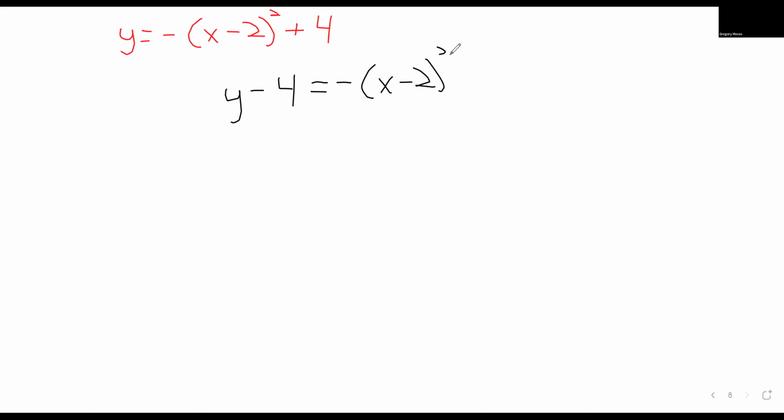But if we start with y equals negative x minus 2 squared plus 4, in theory an algebra student could do this. I don't know how much joy most of them would have in reality, but we can take the 4 over to the left, and we can multiply by negative 1 to get rid of that negative sign.